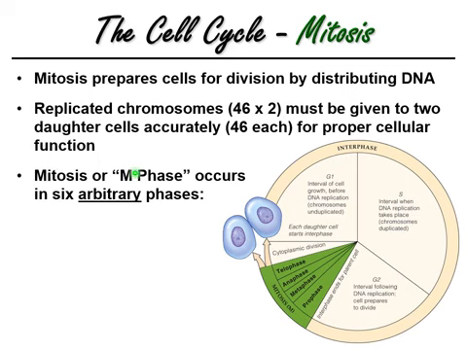So mitosis, or M phase, occurs in 6 arbitrary phases. And I'll give you an easy way to remember these 6 arbitrary phases.